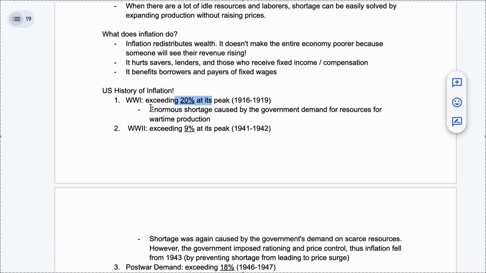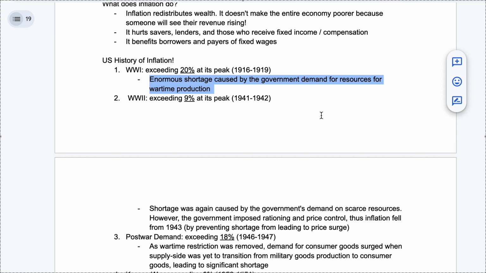And why did that happen? It happened because of enormous shortage caused by the government demand for resources for wartime production. The U.S., obviously, after joining the war, wanted to win the war, so the government bought a lot of weapons, used a lot of available resources to make weapons, make food for soldiers, and those things, right? And that caused enormous shortages, and we all know that shortage will often result in inflation.